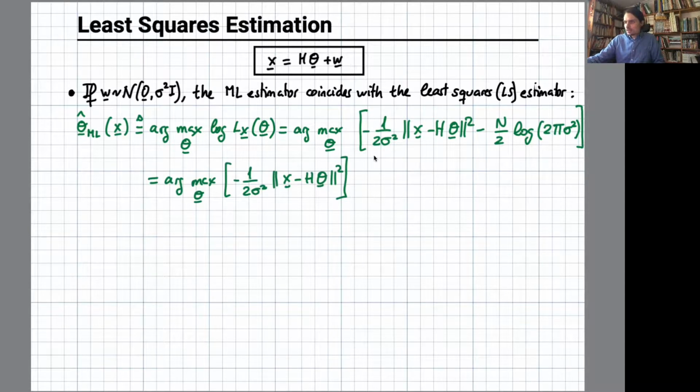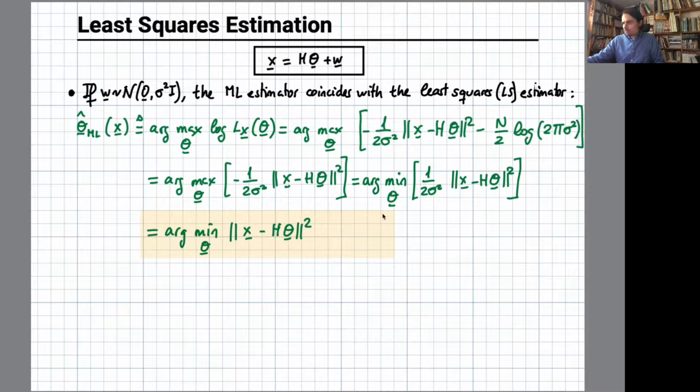But since the second term doesn't depend on theta, we can safely disregard it. And by noting that maximizing the negative of a function is the same as minimizing the function itself, we obtain this simpler version of the problem, right? So this is a general optimization fact, not specific to estimation theory.